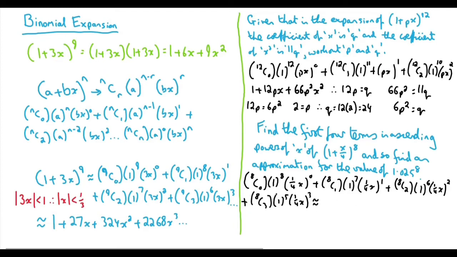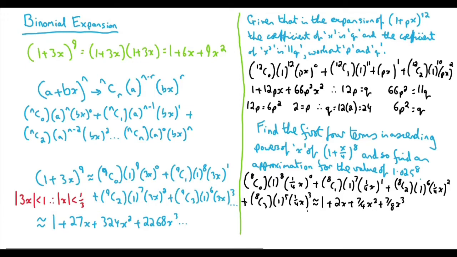Plugging these now into a calculator, for this first one, you should just once again get a value of 1. And here, you should get 2x. Here, you should get 7 over 4 x squared. And here, you should get 7 over 8 x cubed. Okay, so these are the first 4 terms of your expansion.